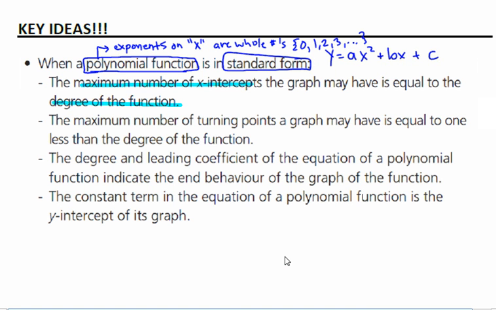So for example, y equals 10x to the 9 plus whatever comes after. How many possible x-intercepts? 9 possible x-intercepts.